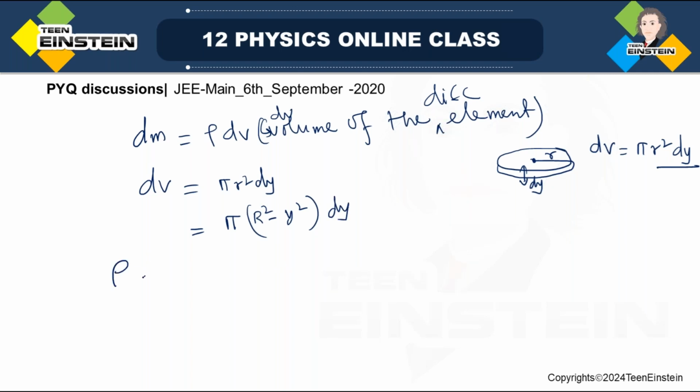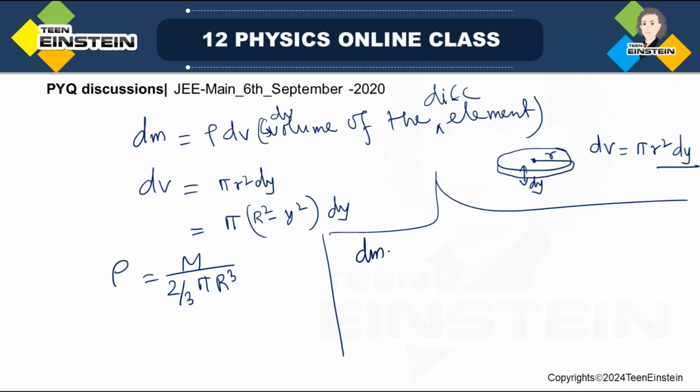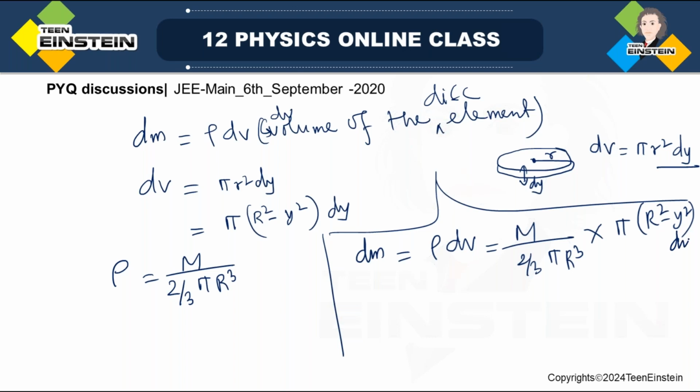So what is the rho? Rho is actually mass per unit volume. Let us say the mass of the hemisphere is M, and the volume is half of the volume of the sphere, so 2 by 3 pi capital R cube. I will multiply this here if I want to get the mass of the elementary disk. So dm is rho dv, and dv is pi (R square minus y square) dy.